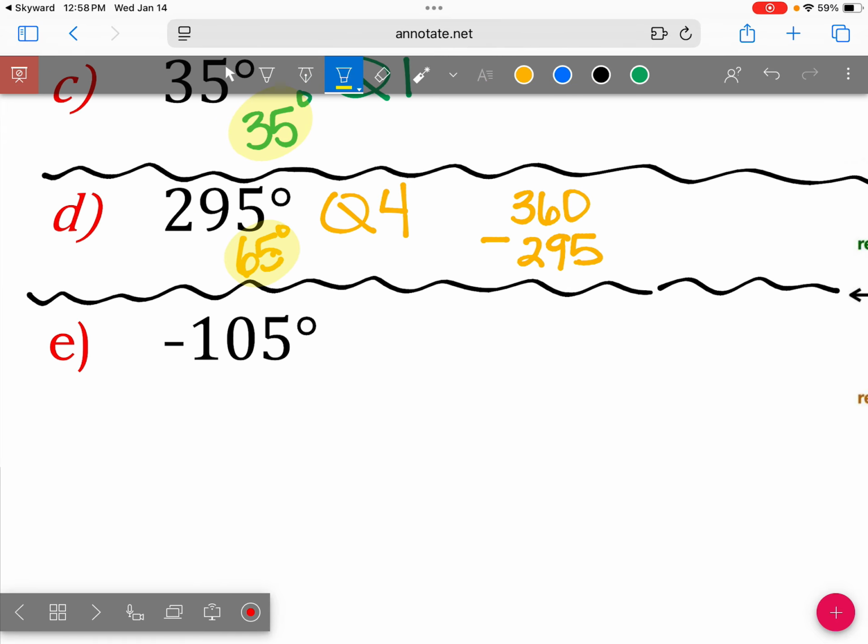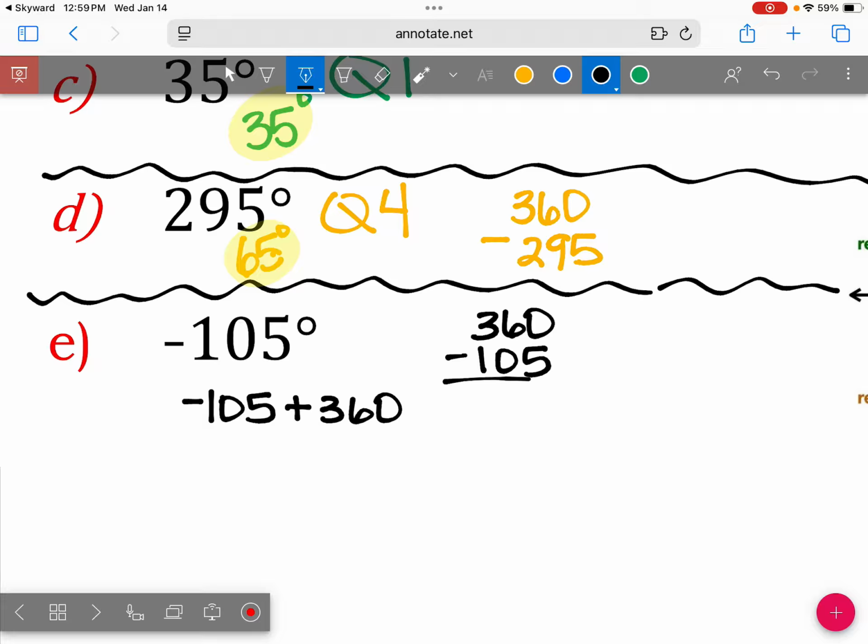If you get an angle that's negative, the first thing I want you to do is change it to a positive. How would I change this to a positive? What do I need to do? Add 360, let's do it. Because they're different signs, you're really subtracting that. You're subtracting 105 from 360. Go ahead and do that. So if it's negative, you have to start by changing it to a positive.